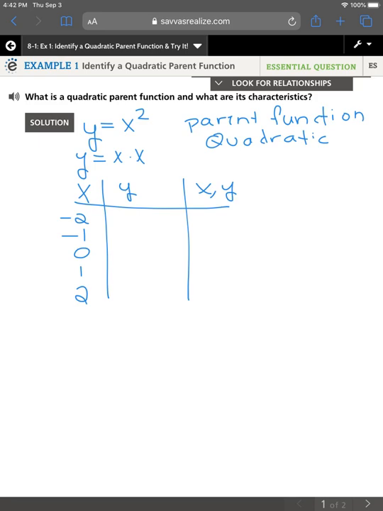Okay, so -2 squared. Now, I want you to think about this. This is where a lot of people get it wrong because they like to just put it in their calculator. And if you don't put parentheses in your calculator, you will get the wrong answer. So -2 times -2, that's 2 negatives. Therefore, your answer should be positive. So -2 times -2 is actually a positive 4. So that is going to be the point (-2, 4).